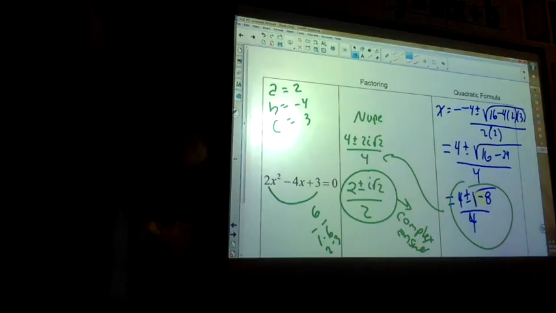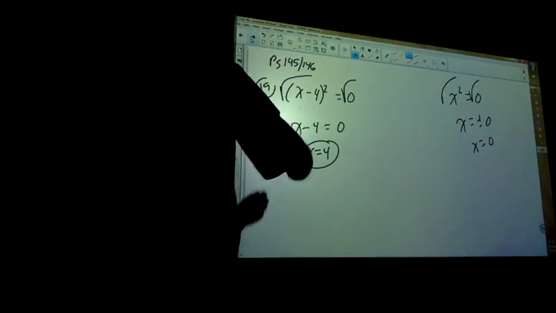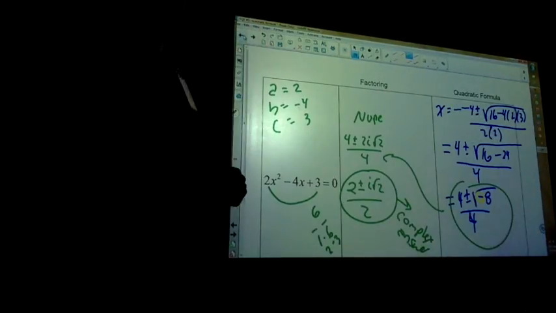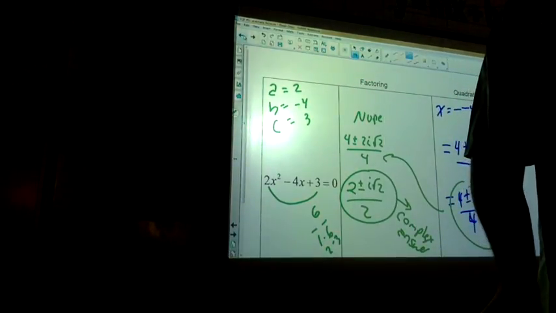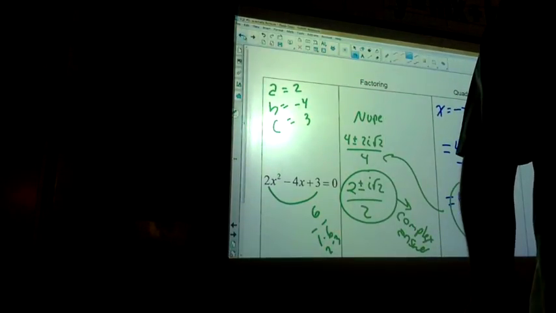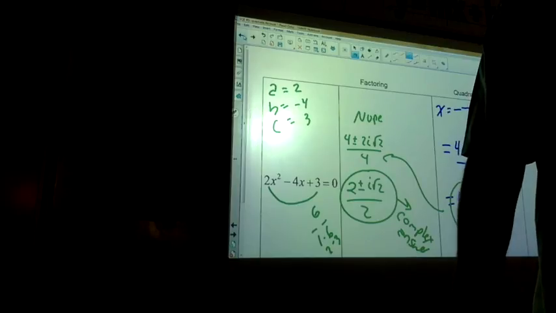X is equal to negative B plus or minus square root. Rom is tone deaf. And we can't find the right. What do you think? Easy enough?